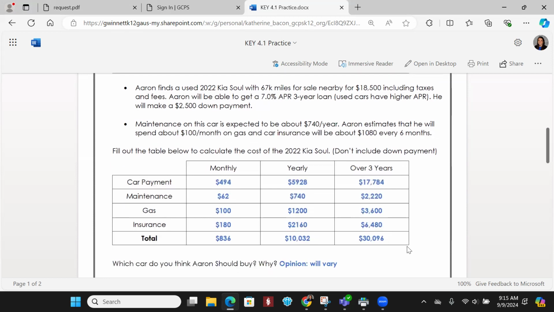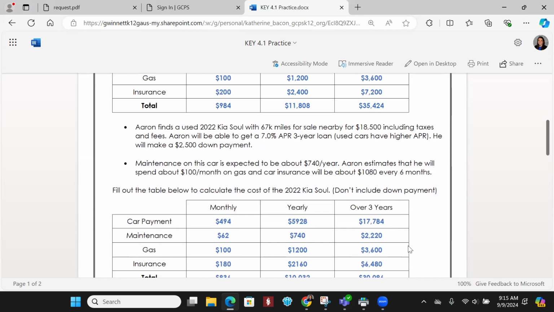Which car do you think he should buy? Both of them are Kia Souls.